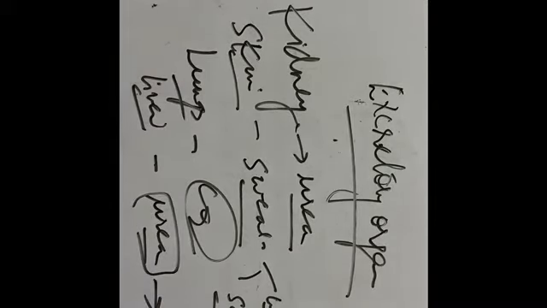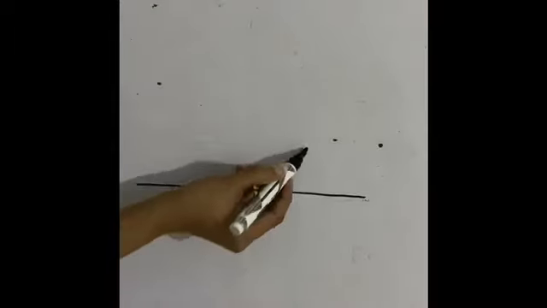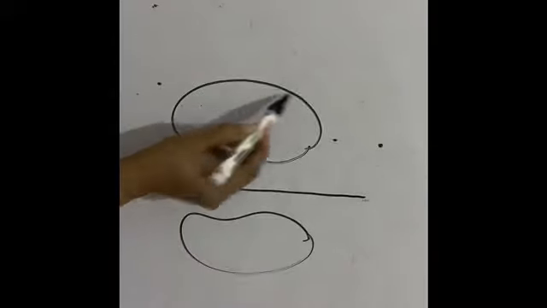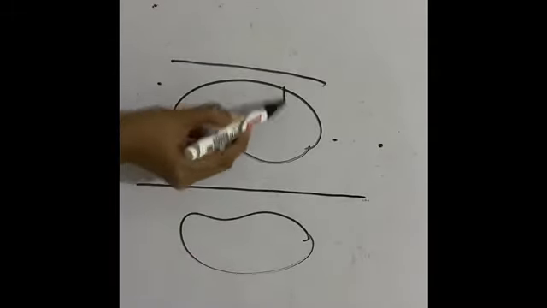Now, talking about this chief component of our excretory system, the major excretory organ, the kidney, how does it look? There are two kidneys. They are bean shaped, located on either side of the backbone, and the right kidney is slightly lower than the left one. They are 10 centimeters long and 6 centimeters wide. The right kidney is slightly lower as compared to the left kidney.